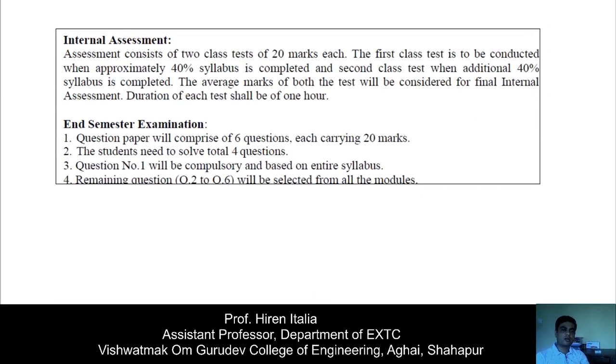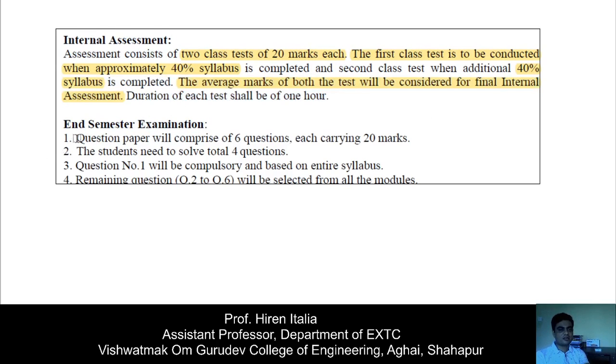So now we will come to the assessment pattern. In that assessment pattern, you have an internal assessment. There are 2 internal assessments, and each internal assessment is of 20 marks. The first class test that we have to conduct is on 40% of the syllabus, and the second class test is an additional 40% of the syllabus. So a total of 80% of the syllabus in unit test 1 and unit test 2. In the final, the average marks of both the unit tests will be considered as the internal assessment.